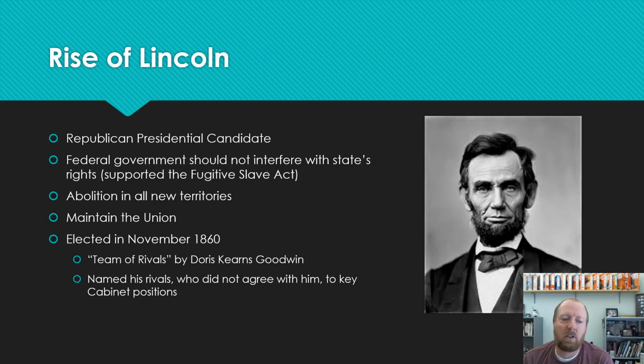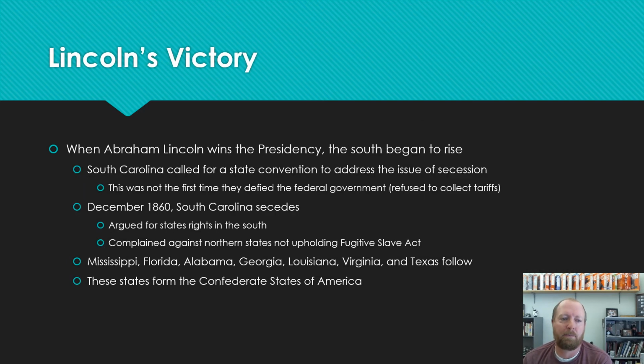And so in the 1860 election, Abraham Lincoln wins, and a fascinating book I encourage all to read is called Team of Rivals by Doris Kearns Goodwin, and she writes that when Lincoln wins the Republican nomination, he then establishes and appoints his rivals to key cabinet positions, and that's really, I think, in my opinion, one of the great reasons why he was such a great president, is he had his rivals there working with him.